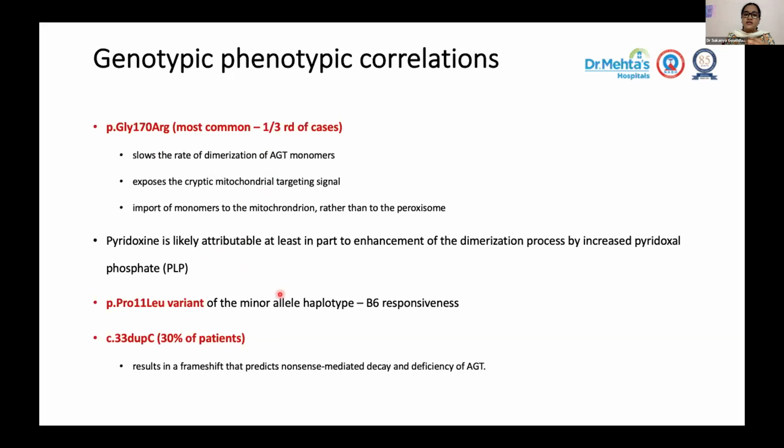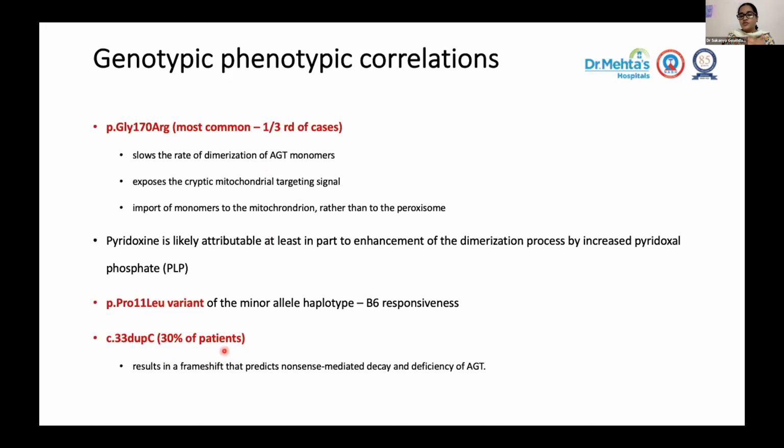The other variant in which B6 responsiveness has been elaborately studied is the proline-leucine variant. It is a minor allele phenotype, so that also confers some level of B6 responsiveness. 30% of these patients have a major haplotype variant, which results in a frame shift with a nonsense mutation. So it results in very little enzyme and early decay of the enzyme, compared to the missense mutations and the other three variants, which cause a mislocalization of the enzyme to the mitochondria.